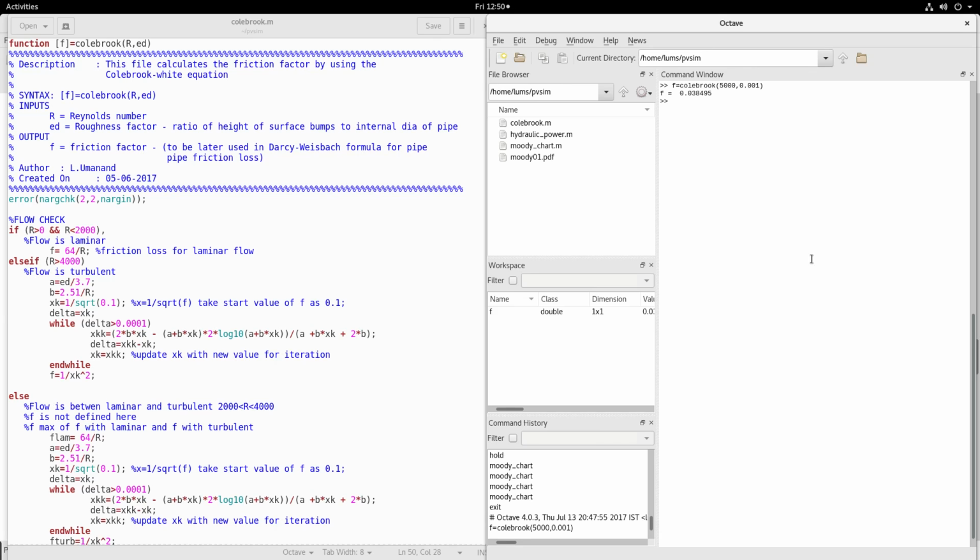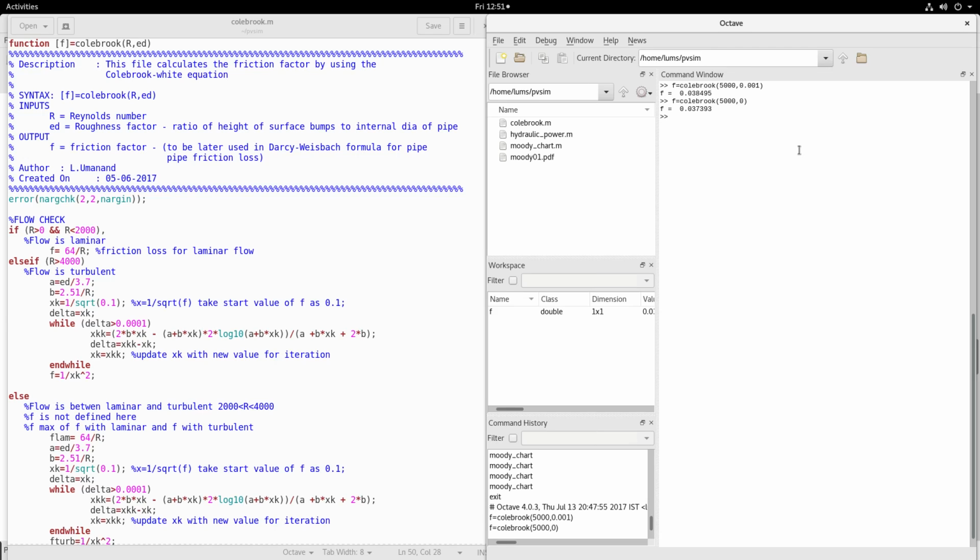So this will give you a friction factor of 0.038495. Same thing if you had used PVC for the pipes. If you had used PVC for the pipes, the roughness ratio would be 0, and for the same Reynolds number of 5000, you will get a friction factor of 0.037, slightly lower.